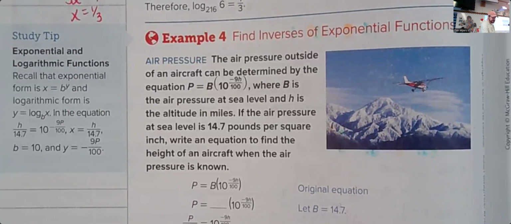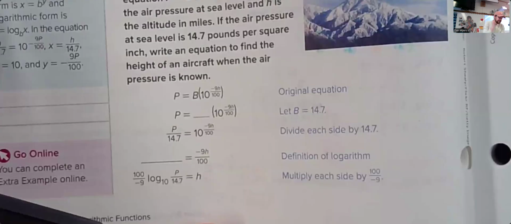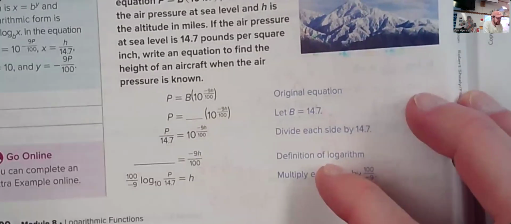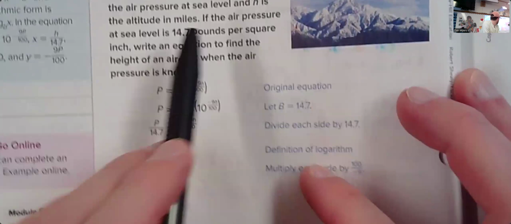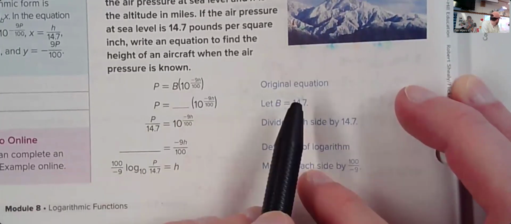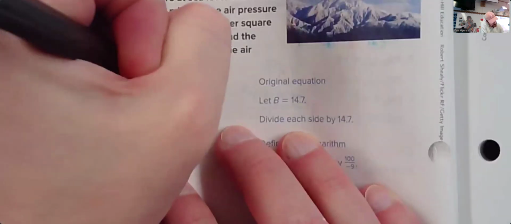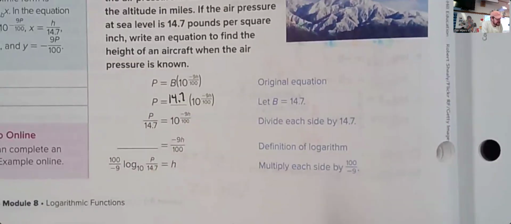So, anybody know what happens to air pressure as you go higher? Yeah, it gets lower. The air pressure gets lower as you increase your altitude. So let's have ourselves a look. B is the air pressure at sea level. So what it's saying here is, here's our original equation. Let B equal 14.7. So let's write 14.7 right here.